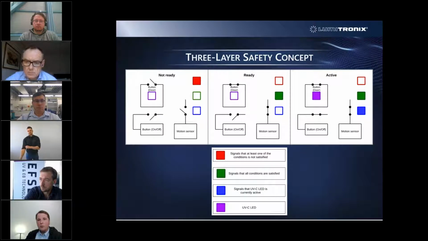To represent the system state, we introduced 3 status LEDs, red, green, and blue. The first state represented by the red status LED is the not ready state. Here the system is in a state where it is not ready to activate the UVC module, so the preliminary conditions, motion sensor and door, are not satisfied, so there has been either a motion or the door is open or both. When these 2 conditions become satisfied, we move on to the next state, the ready state, that is represented by the green status LED.